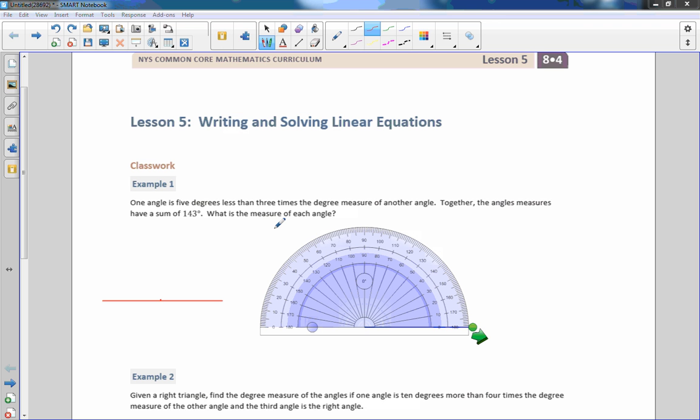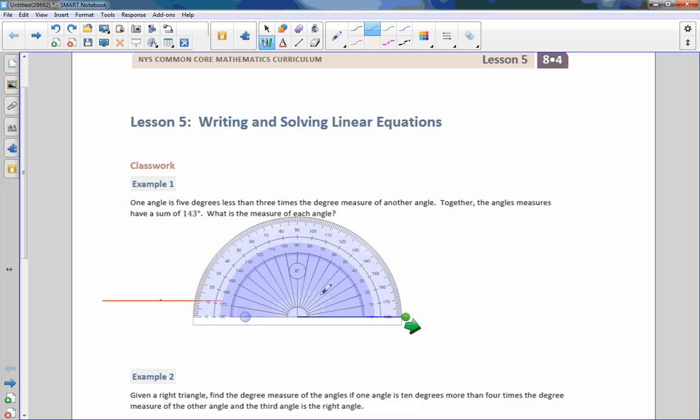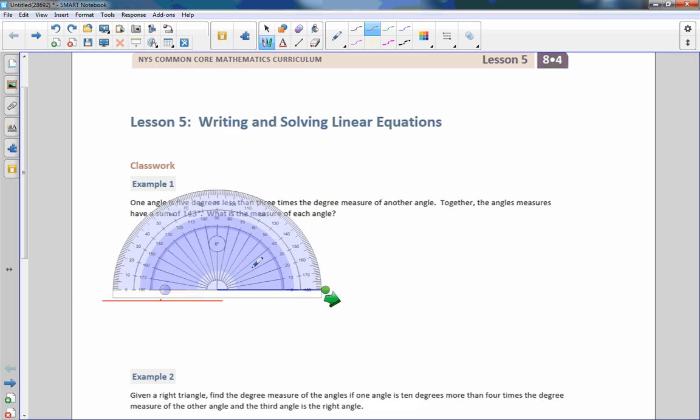Okay, example 1. One angle is 5 degrees less than 3 times the degree measure of another angle. Together, the angles' measures have a sum of 143 degrees. What is the measure of each angle? Now, it's not necessary to draw a picture, but I will do that this first time. I just want to give you an idea as to what is going on here.